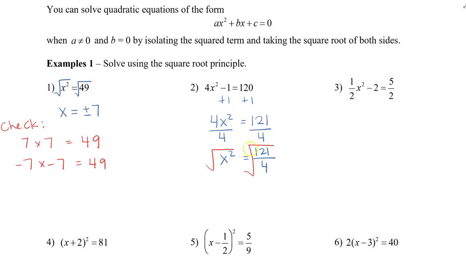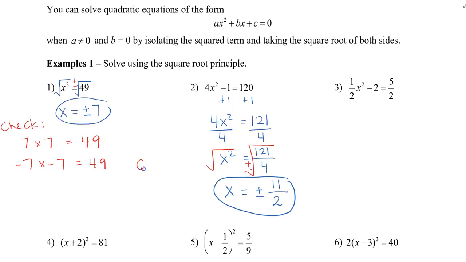And when you do this, I actually recommend that you put the plus or minus in right away on the side where the square root is. So I'm going to go back here and actually add in the plus or minus on the square root. So the square root of x squared means I have one single x, and that equals plus or minus. Now this is a fraction, but I can still take the square root of 121, which is 11, and I can take the square root of 4, which is 2. So this gives me a solution of plus or minus 11 over 2.